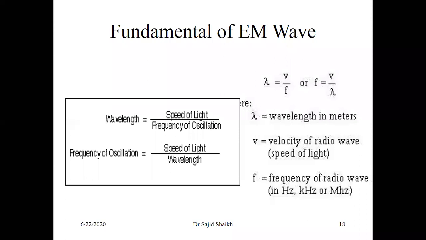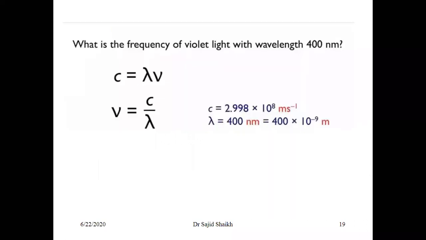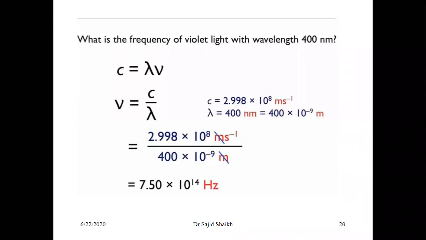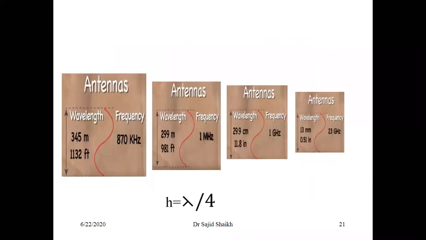So today we are going to start the further topic. Here we already saw the example on frequency and wavelength, and we already calculated the value of frequency. So, three types: ground wave propagation, sky wave propagation, and space wave propagation.